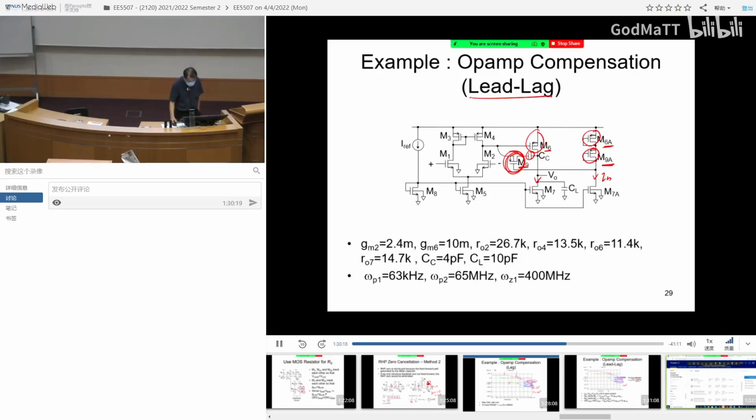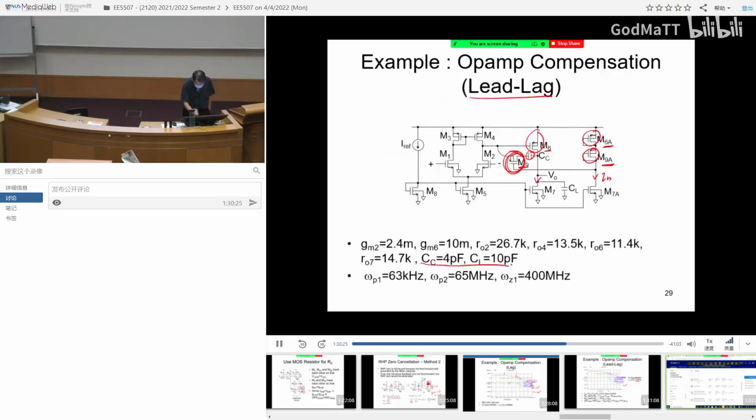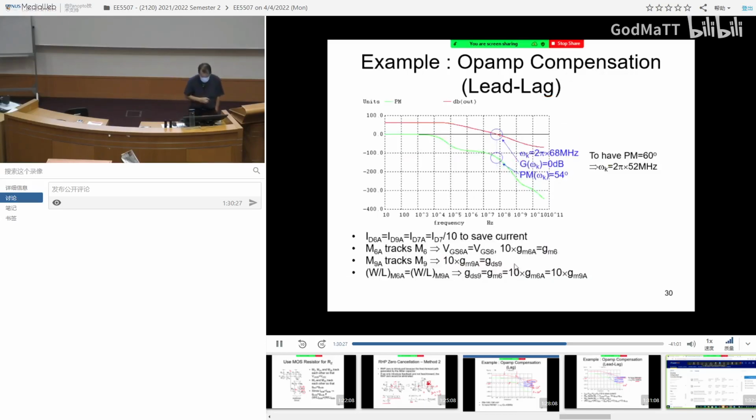So let's see, by doing that, what frequency we are getting. We still use the original parameter. From here, we can see that the phase margin improved to 54 degree compared to the previous one, which is 44 degree. That is about 10 degree improvement. And the cutoff frequency, the unity gain frequency, is 68 megahertz.